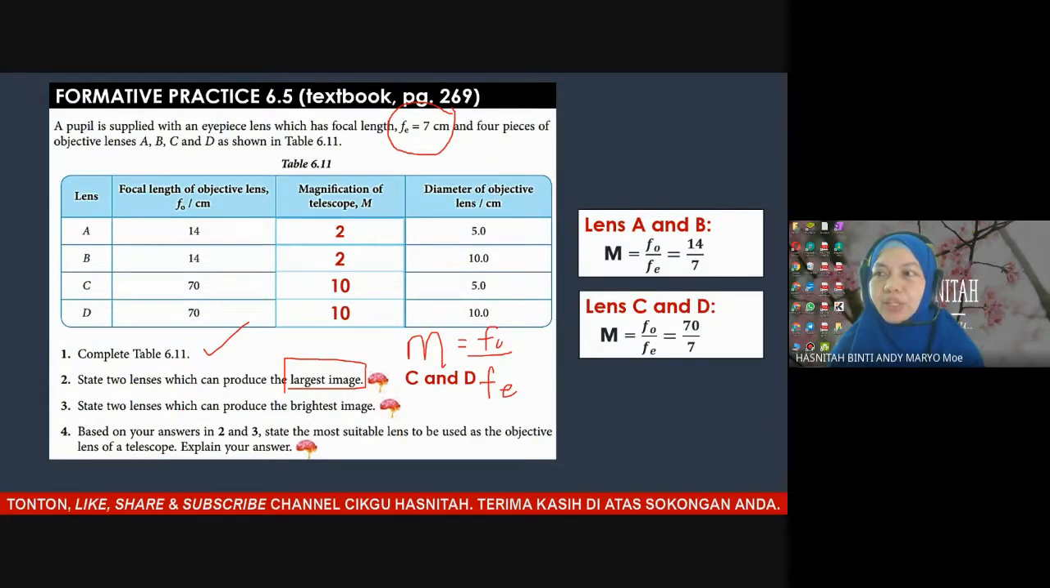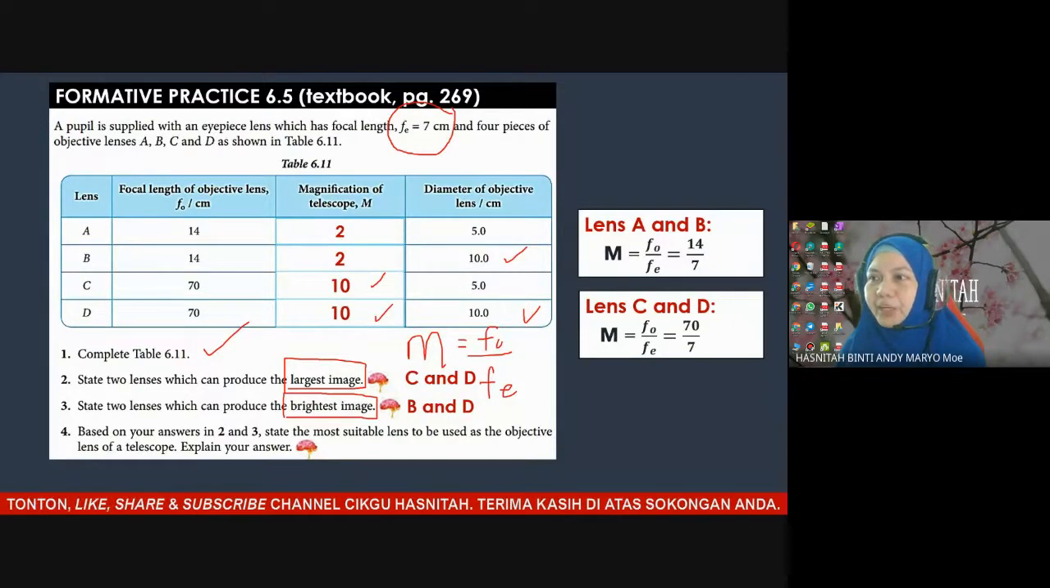State 2 lenses which can produce brightest image. So which one? For brightest image, which characteristic do you have to look for? To let more light enter the telescope to have a brightest image, we must use a large diameter of objective lens. So look for the largest diameter of the objective lens. Which lenses give you largest diameter? It is 10. So the answer is B and D. Largest, look at magnification. Brightest, look at the diameter of the objective lens.